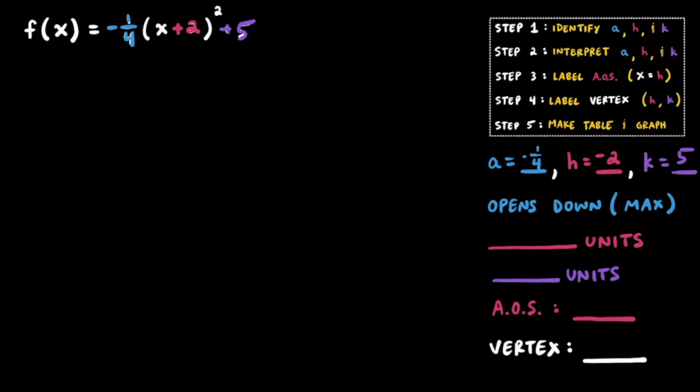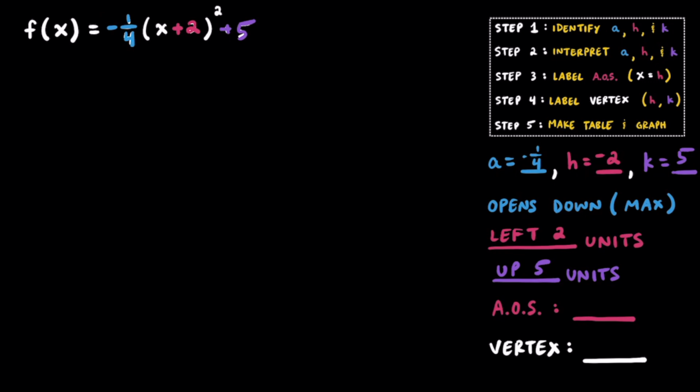Since a is negative, we know that our parabola is going to open down and have a maximum, and we're going to have a vertical shrink here. It's going to get wider. The plus 2 lets us know that the vertex is going to shift 2 units to the left, and our plus 5 is going to let us know that we're going to move up 5 units for the vertex.